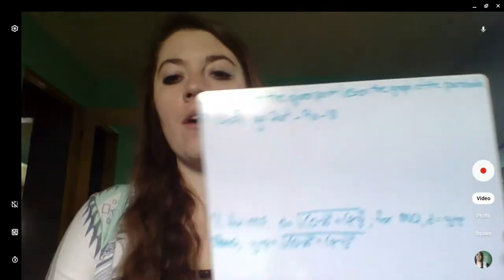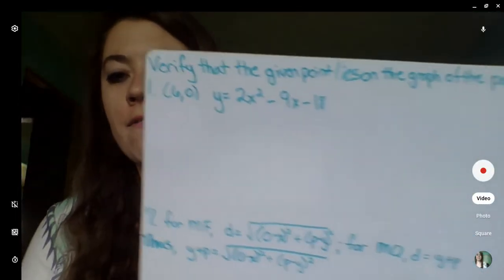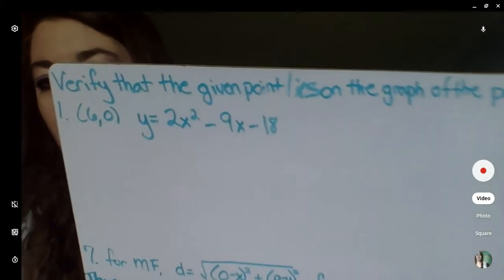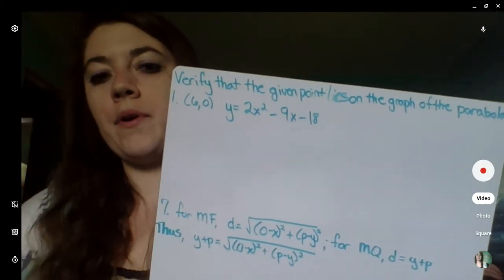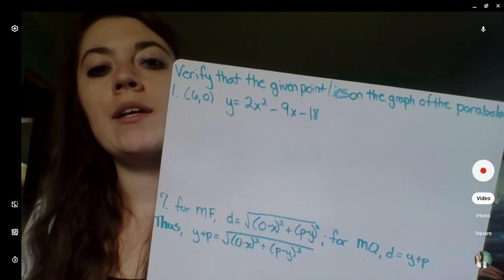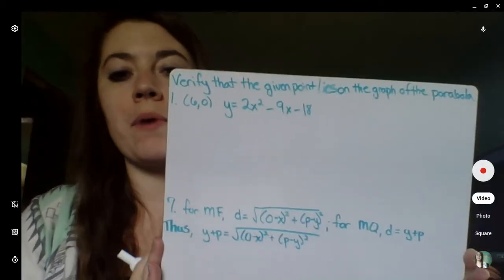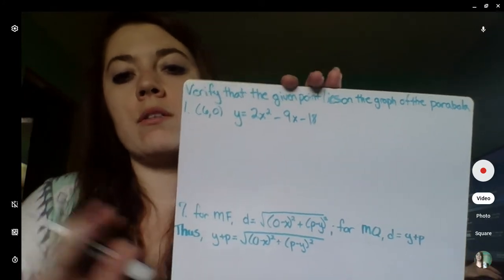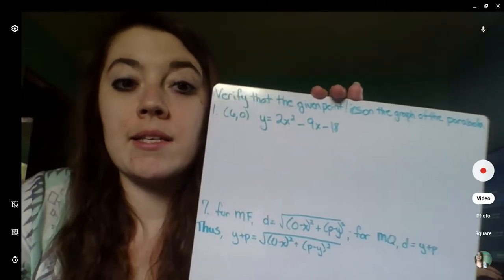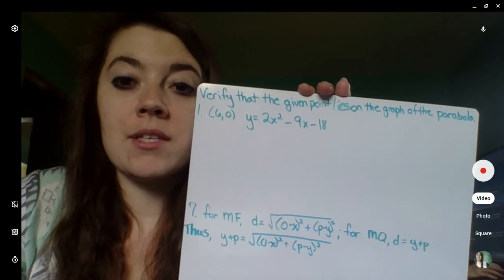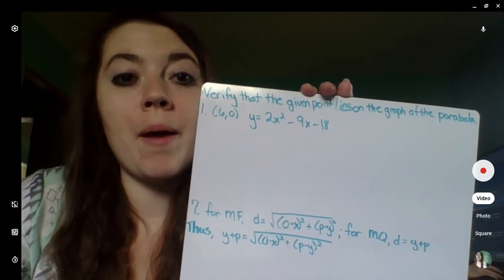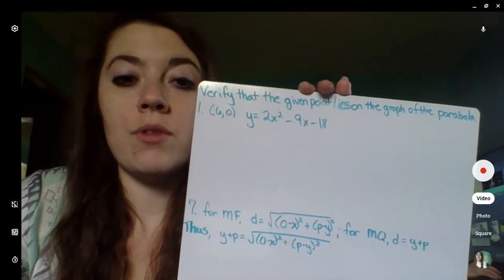So for the first section, we are looking at verifying that the given point lies on the graph of the parabola. For number one, it says the point (6, 0), and we have the equation of the parabola y equals 2x squared minus 9x minus 18. So how we're going to decide if it lies on the parabola is by plugging the point into the equation.